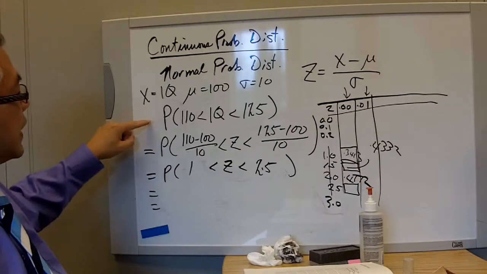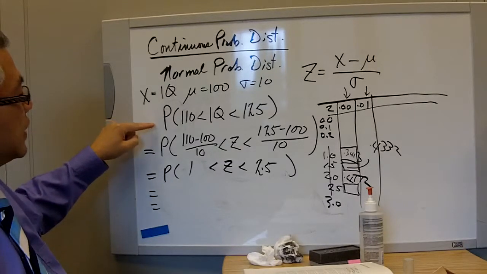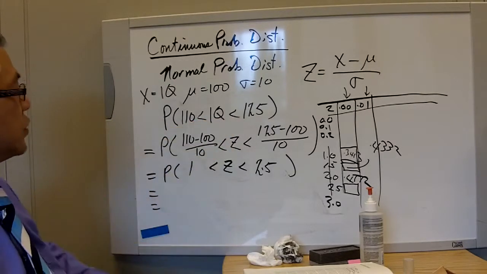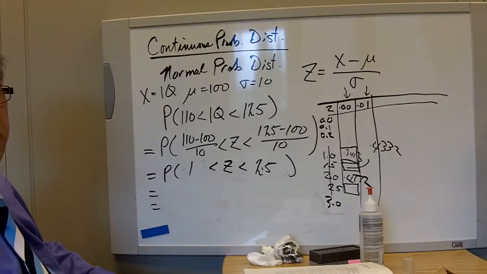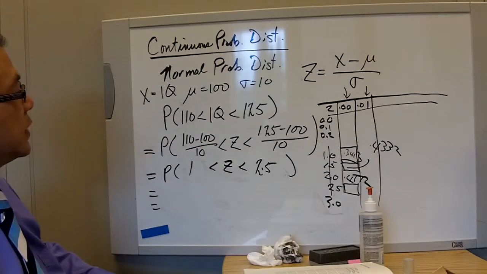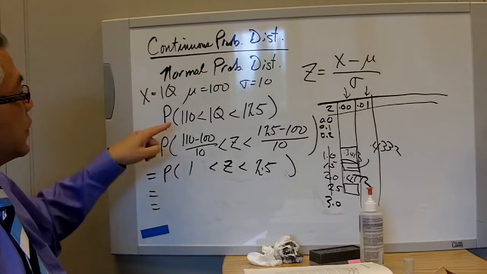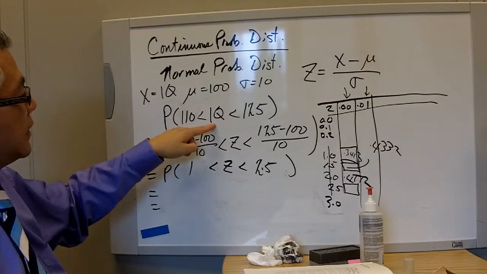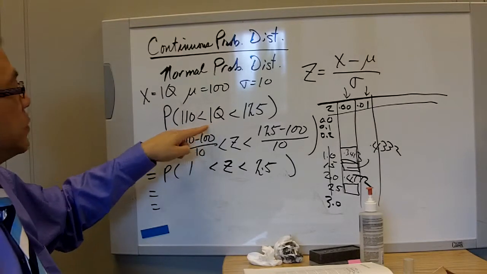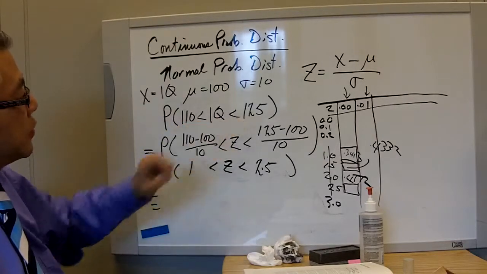So I have another scenario, and this time both of the two values are on the same side of the distribution. What's the probability that we'll find a student whose IQ score is between 110 and 125?